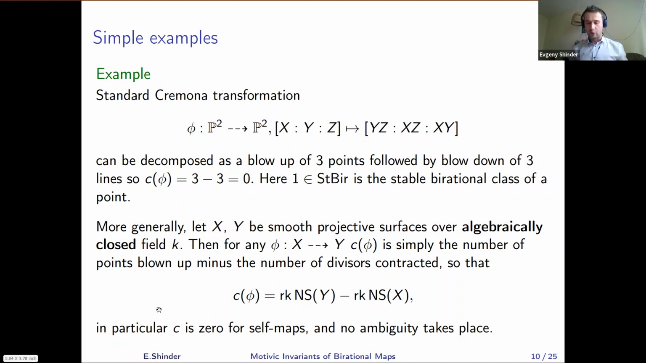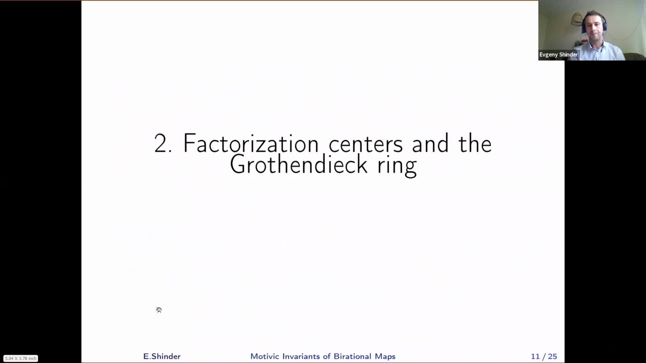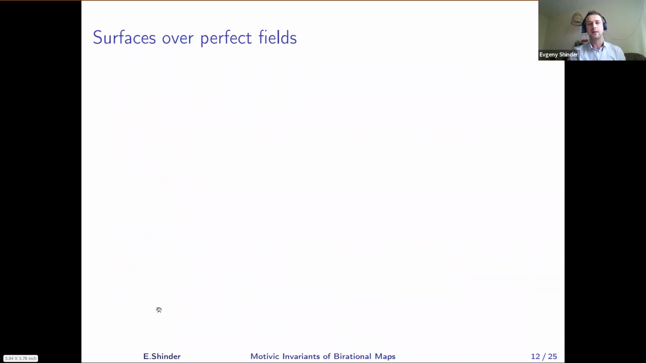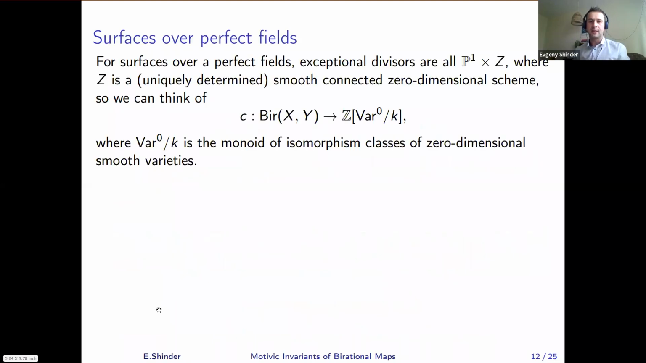So for surfaces over closed fields, there's nothing interesting. And the first interesting situation will be for surfaces, but over non-closed fields. This is where we have rich birational geometry and where points can be closed, but not rational points. So here we can make the invariant a bit more precise as follows.